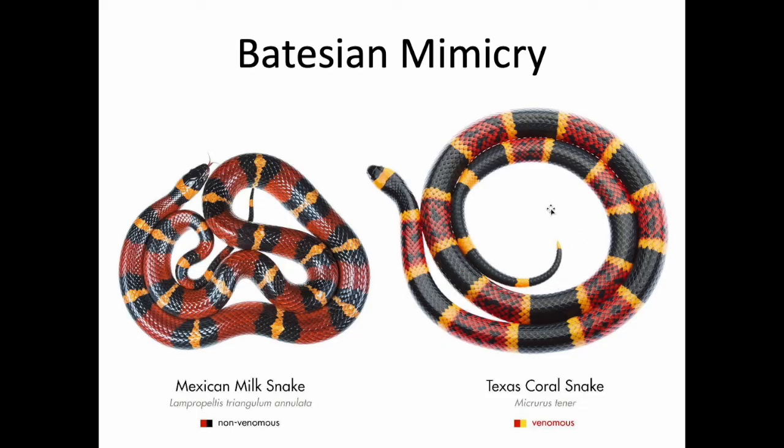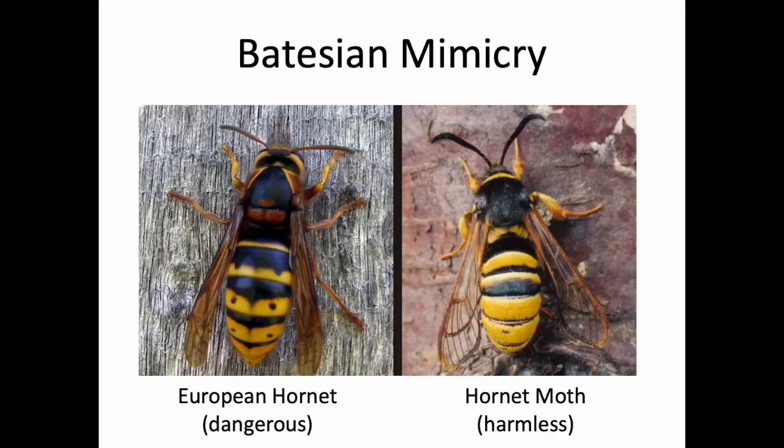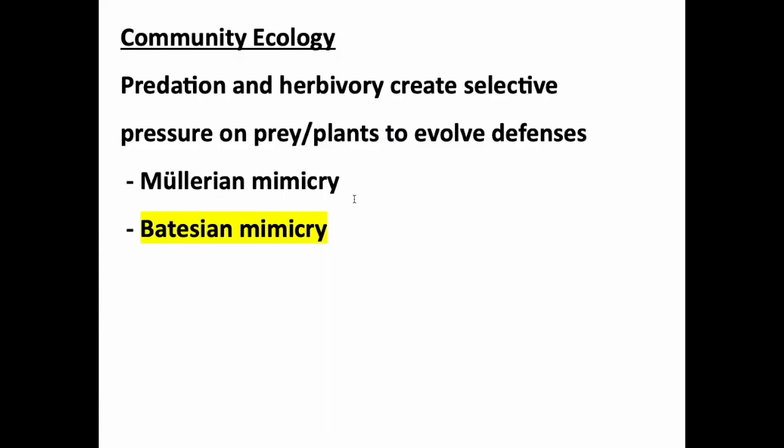So this has to come first, and then the mimic comes in, evolving just the danger patterns, but not the actual danger. And again, these are just examples. I'm not writing these specific examples down. You should know the definitions of these two different types of mimicry and how they differ from one another.